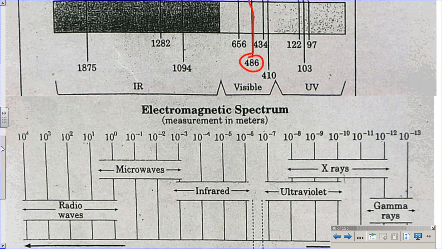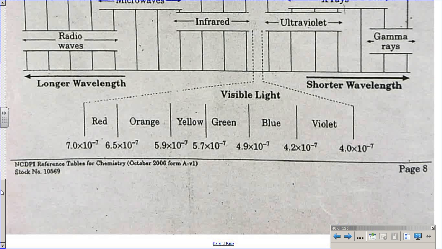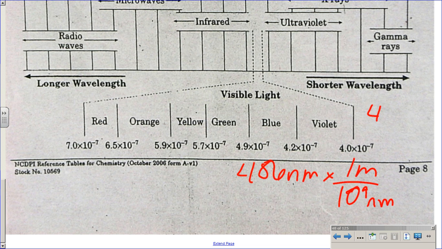It goes through the EMS spectrum, more specifically about the waves, and then it has a chunk and expands out the visible light. So 486 nanometers correlates to how many meters? 486 nanometers times 1 meter over 10 to the 9th nanometers is 4.86 times 10 to the negative 7th meters. So what color is it? Blue, right? It's more on the blue side of things, right?